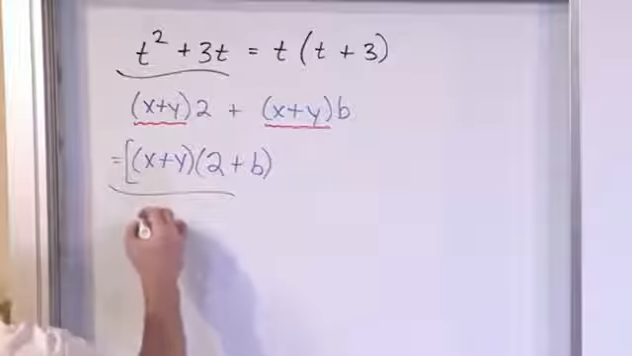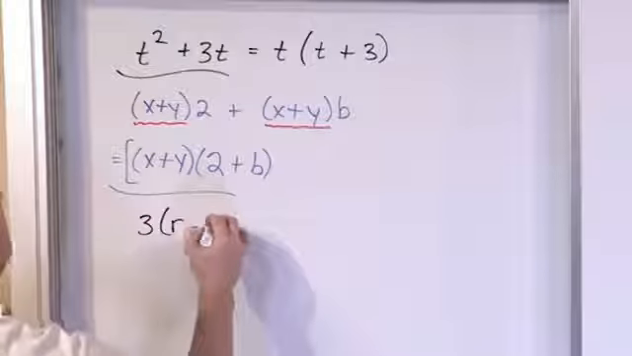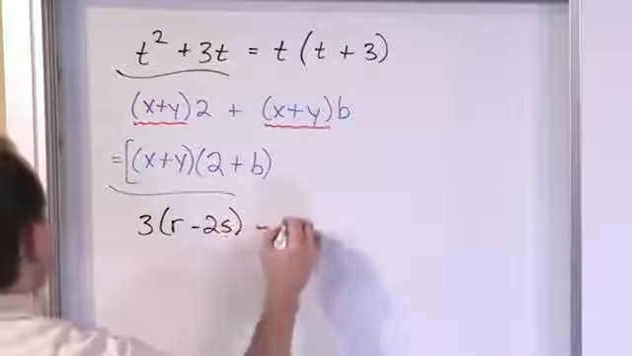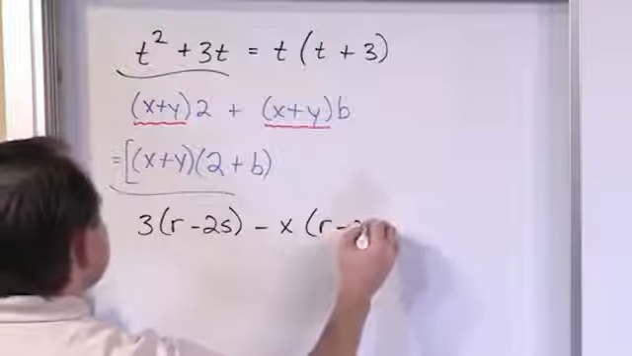Now what if you had something like 3 times r minus 2s minus x times r minus 2s?